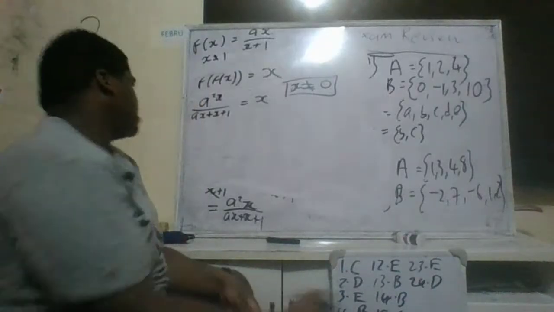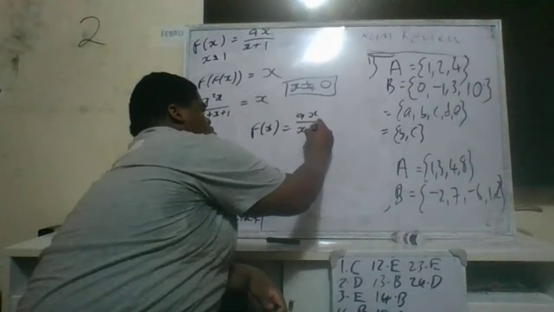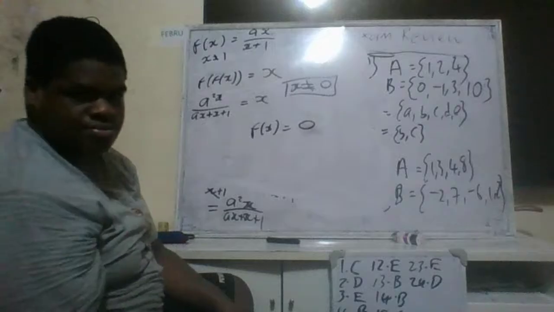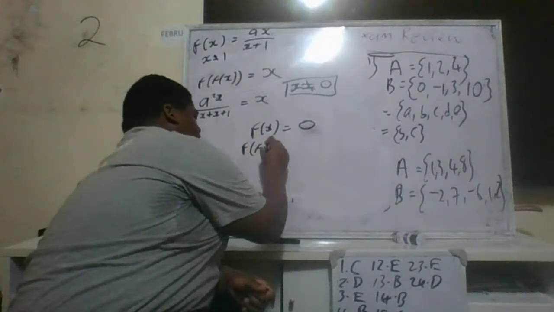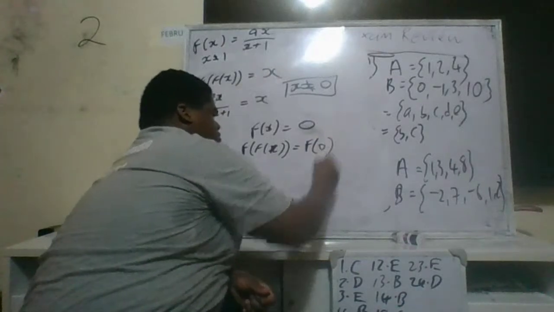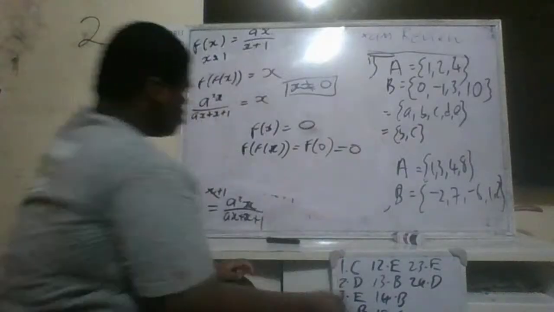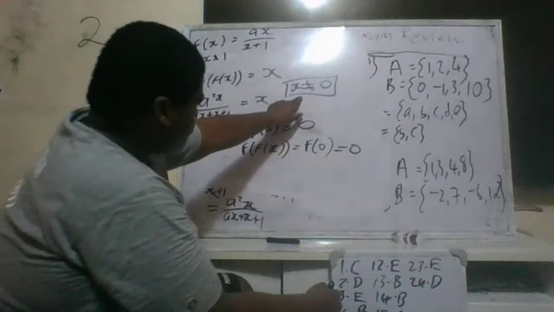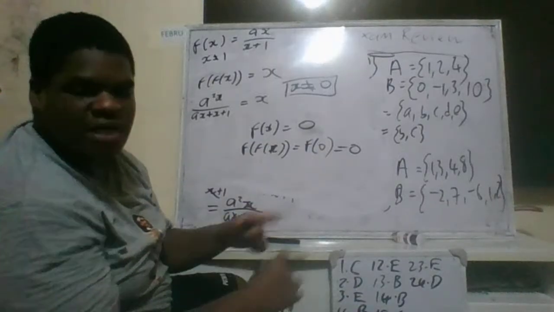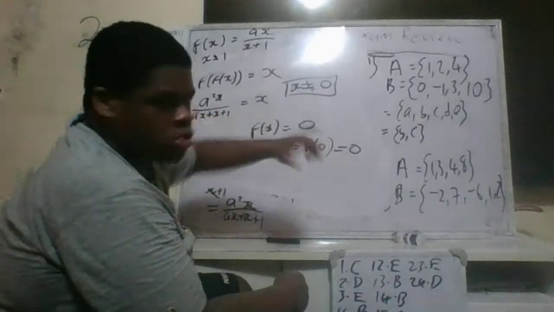Now let me just go over it again. Let's say f of x is equal to ax divided by x plus 1. If x is equal to 0, that means f of x is equal to 0, right? That means f of f of x will equal f of 0, right? And f of 0 here is what? Equal to 0. So you can see when x is equal to 0, you are basically not doing anything. No matter the value of a, it will still be equal. So the first assumption I'm going to make is let x not equal to 0.